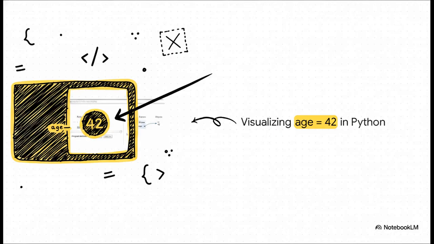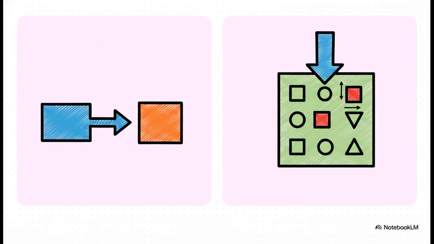This is a brilliant way to picture what's happening under the hood. When we write age = 42 in our code, we aren't creating a little box named age and stuffing the number 42 inside it. Nope. Instead, Python creates an immutable integer object with the value of 42. The name age just acts as a pointer, pointing directly to that specific object in memory. And here's where it gets really interesting.